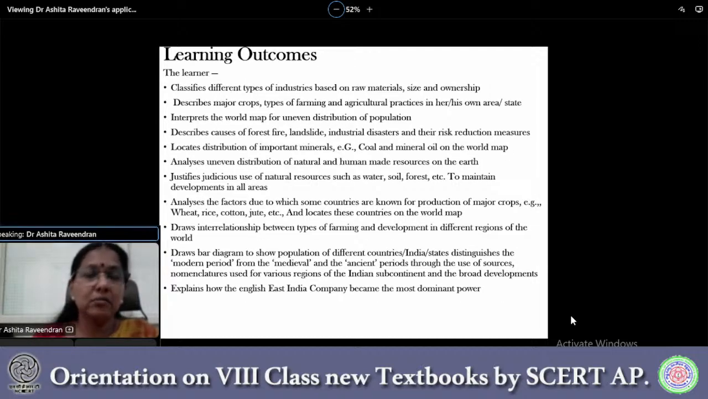I think I'll just skip through this because we have a lot of learning outcomes which have been explained. We have a document; please go through the document which is available on the NCERT website. The learning outcomes have been given, and there are certain pedagogical processes along with them. These are the pedagogical processes which you can use in your classroom so that we will be able to attain these learning outcomes.